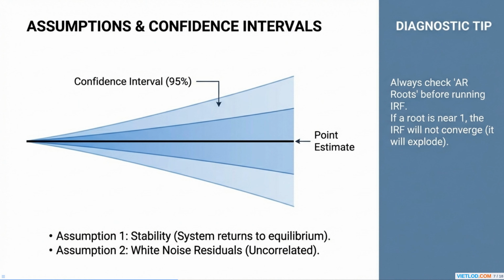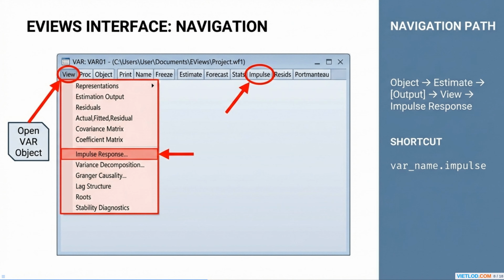The graph illustrates a typical impulse response, showing the solid line as the point estimate and the shaded bands as the 95% confidence interval, which helps us gauge the statistical significance of the response at each point in time. As a crucial diagnostic tip for stability, always check the AR roots of your VAR polynomial before running an IRF. If any root is near 1, the system is unstable, and the IRF will not converge or it will explode, rendering your results unreliable.